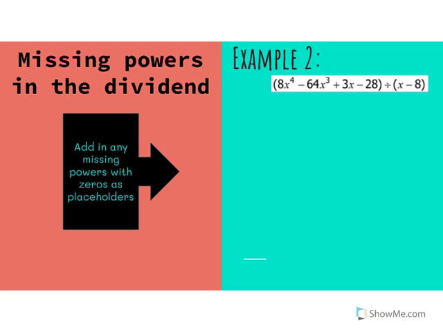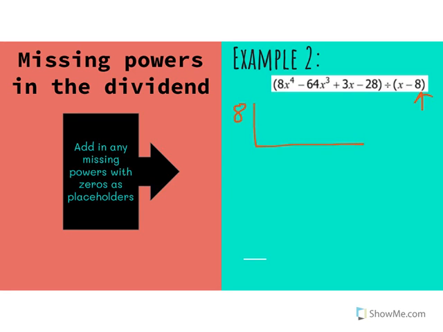Our next problem, we're going to see that we're missing powers in the actual dividend here. So when we are missing powers, we need to put a 0 in as a placeholder. So when we go through that, we have 8x to the 4th power minus 64x to the 3rd plus 3x minus 28. Again, we're going to use the opposite sign of the divisor, so we're going to plug in that 8. I'm going to do my longer bar.